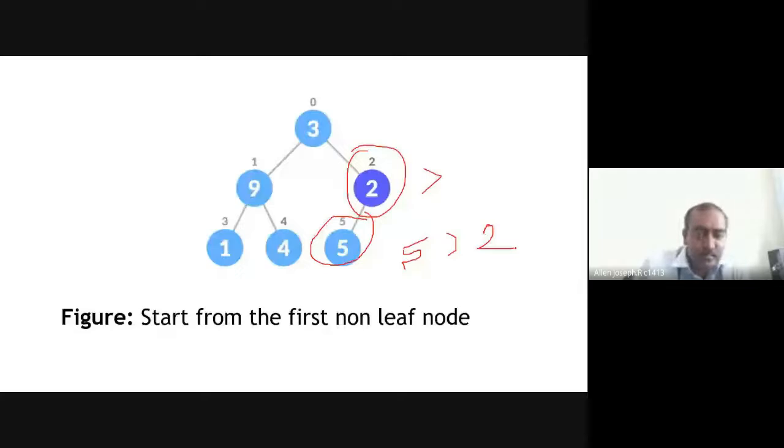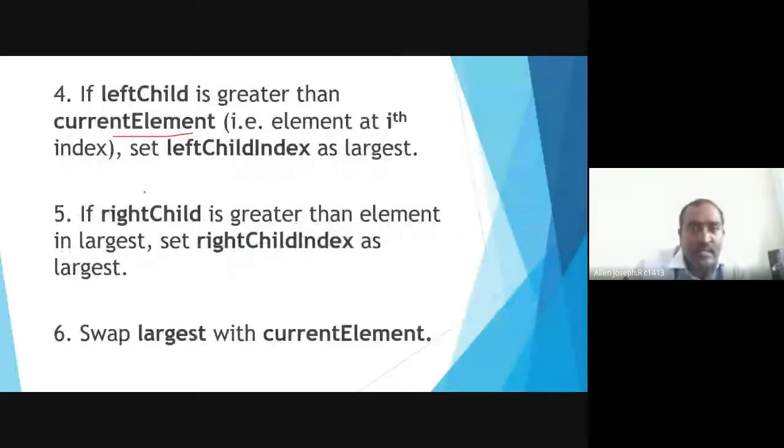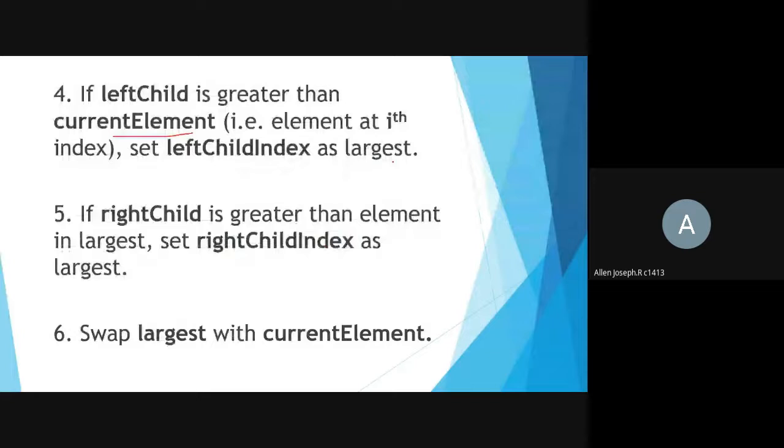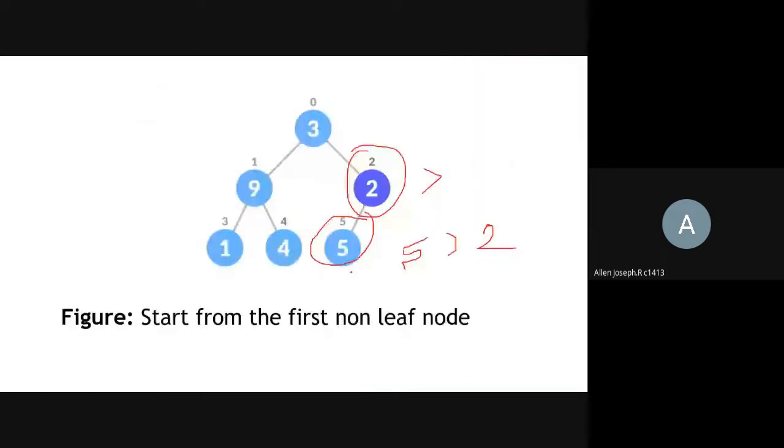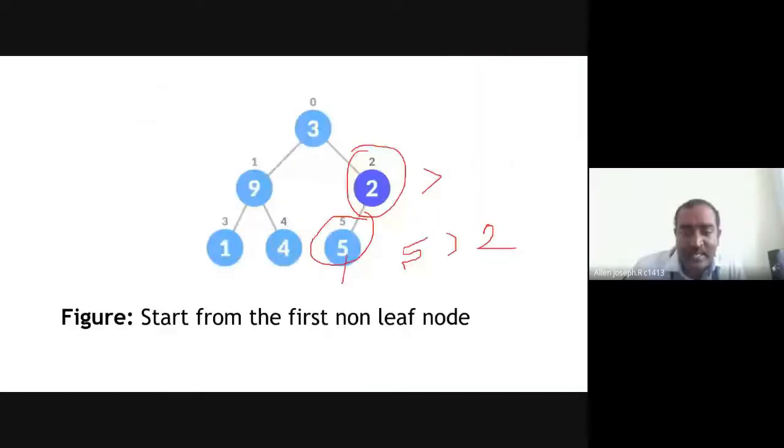So what happens? They're telling us that if it is greater than the current element, set the left index as largest. So they're asking us to set this one as the largest. They're just comparing it and making it the larger one. So I'm just writing it as L. This is your current element, set left index as the largest.